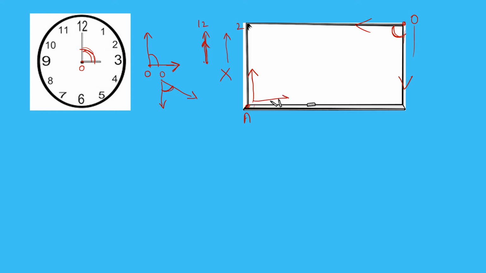Another side of the board we can consider as a ray. And here angles are formed. So like this, at all the four points, angles are formed.